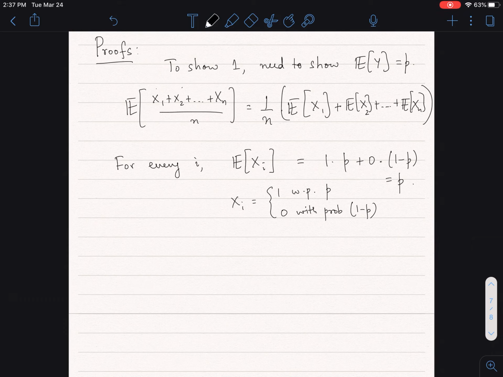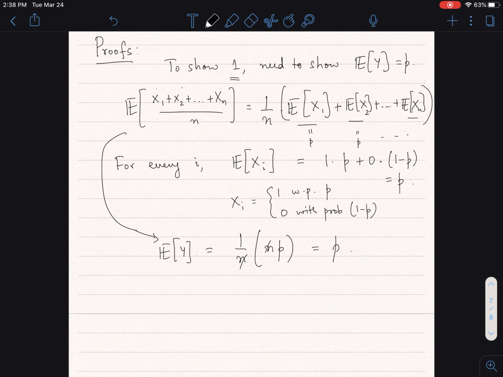So this is what we have. Each of these terms is equal to p. Okay, so this is equal to p, this is equal to p, and so on. So this overall expectation turns out to be equal to 1 by n times p summed n times, so this is np, so this is exactly equal to p. Okay, so we have shown that the expected value of y is exactly equal to p, which is what we needed to show for proving 1.